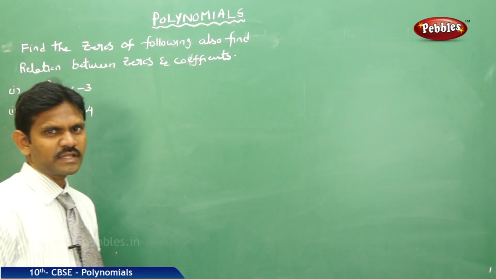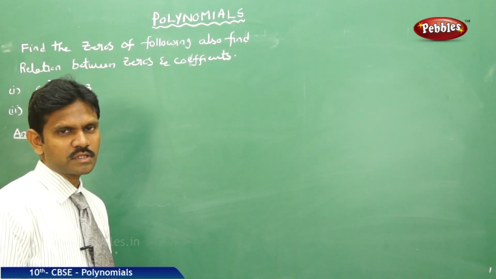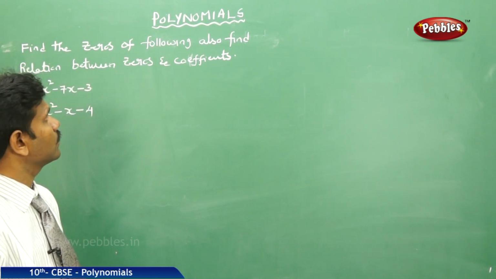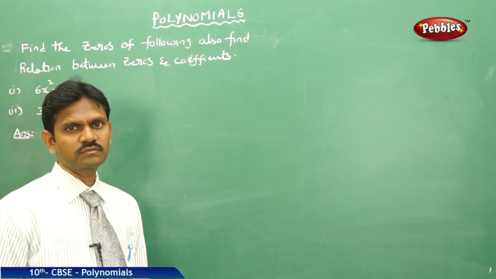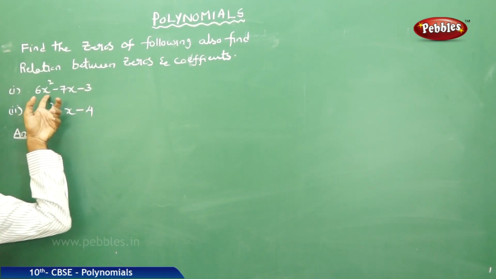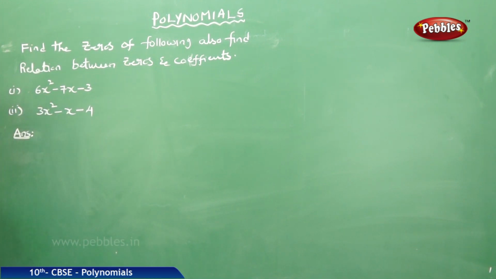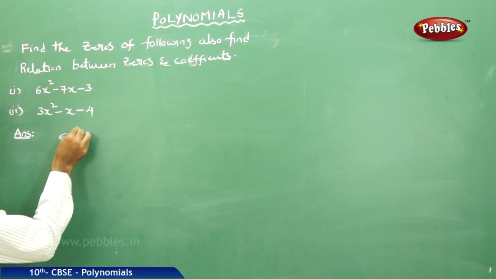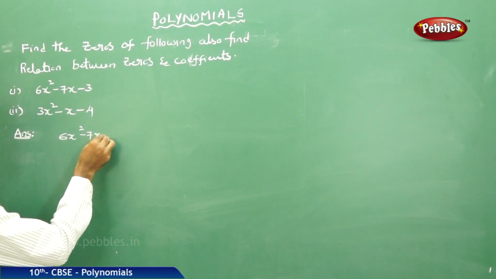Okay, one of the important next methods from polynomials we will discuss today is the relation between zeros and coefficients. Now, our first question is 6x square minus 7x minus 3.